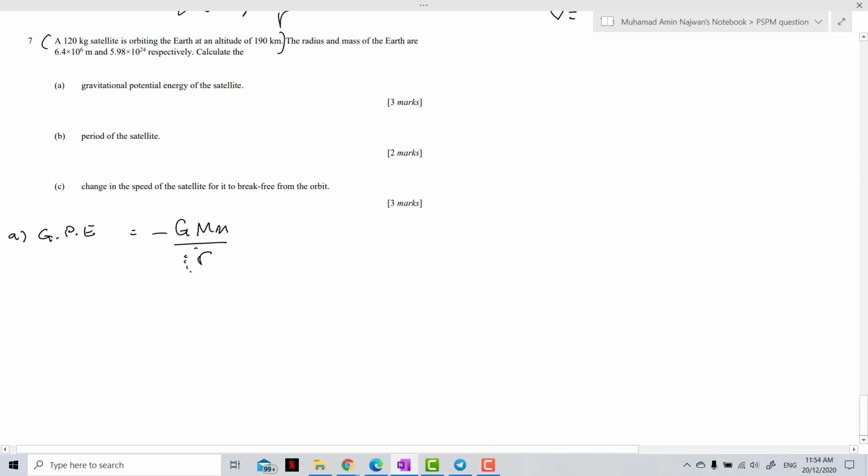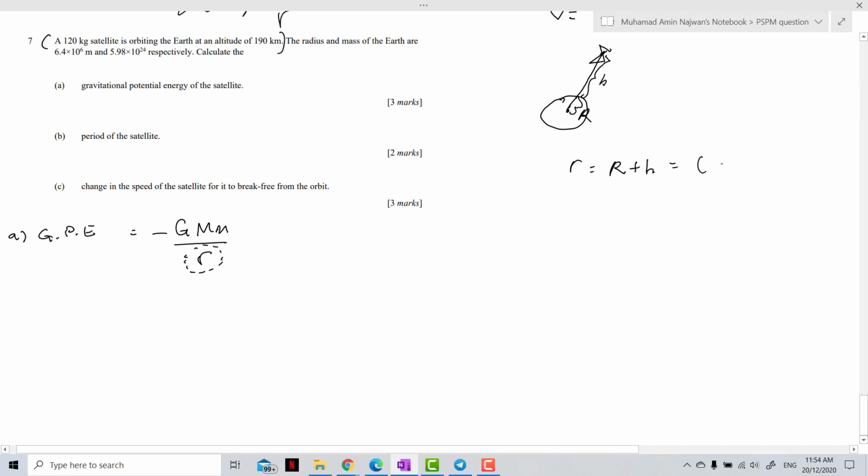What's the R here? Apa maksud R kita kat sini? The distance between the two centers of the objects. Ya, betul. So from the center of the Earth kepada center of the satellite. So kena ingat, from the satellite towards the surface of the Earth is H. From the center of the Earth towards the surface is R besar. So you punya R kecil is actually a combination of R plus H.